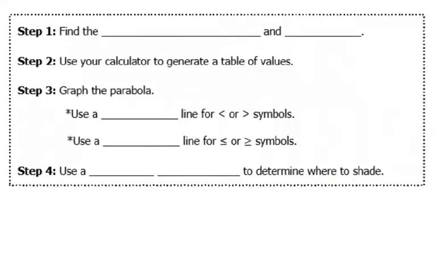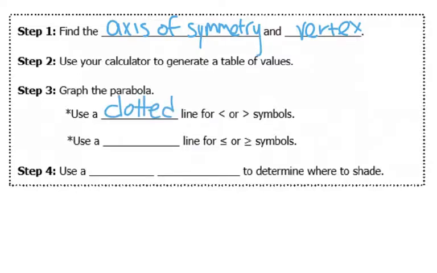So I'm going to show you, it's hard to explain. I'm going to show you how to do it in Desmos, but there are algebraic ways of doing it. So algebraically, step 1, you would find the axis of symmetry, because that's always important to know, and the vertex. You would use your calculator to generate a table of values, and you would graph the parabola. So you would use a dotted line whenever you have less than or greater than symbols, and you would use a solid line whenever you have less than or equal to, greater than or equal to.